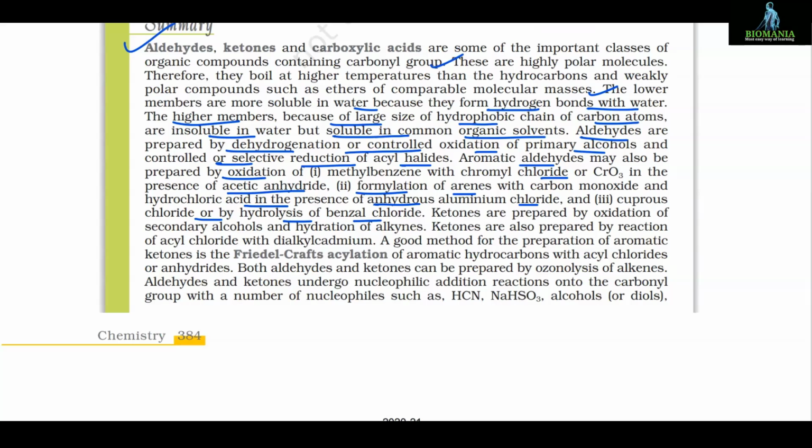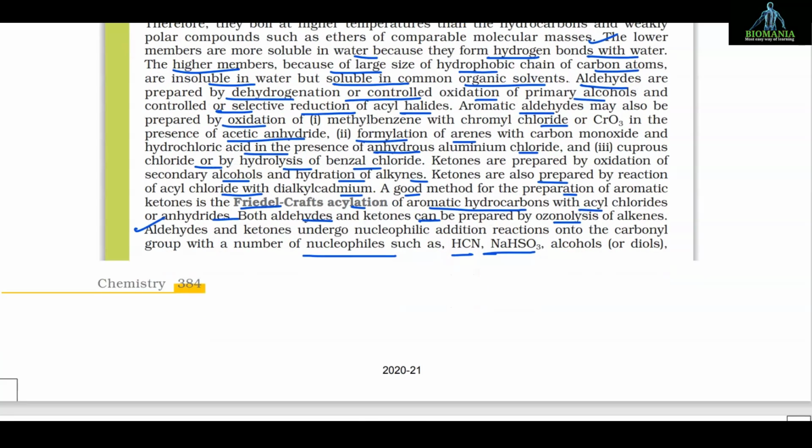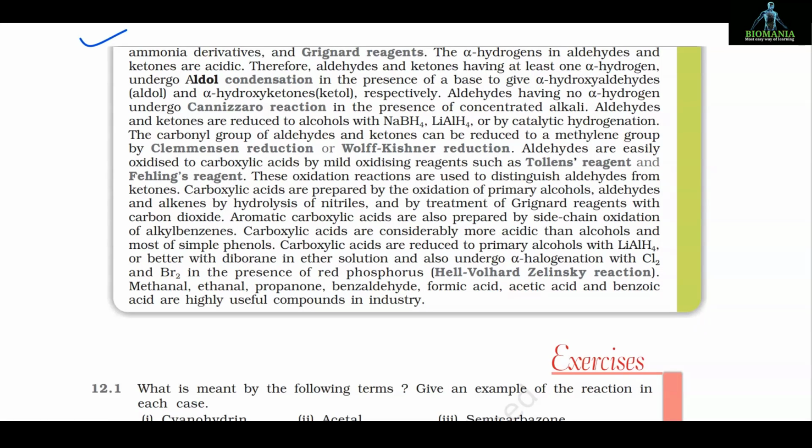Ketones are prepared by oxidation of secondary alcohols and hydration of alkynes. Ketones are also prepared by reaction of acyl chloride with dialkyl cadmium. A good method for the preparation of aromatic ketones is the Friedel-Crafts acylation of aromatic hydrocarbons with acyl chlorides or anhydrides. Both aldehydes and ketones can be prepared by ozonolysis of alkenes. Aldehydes and ketones undergo nucleophilic addition reactions onto the carbonyl group with a number of nucleophiles such as HCN, NaHSO3, alcohols or diols, ammonia derivatives and Grignard reagents.